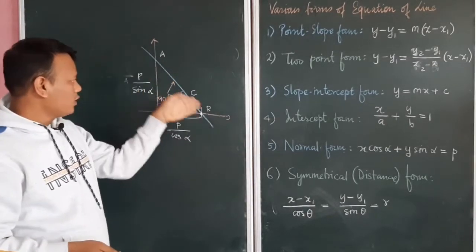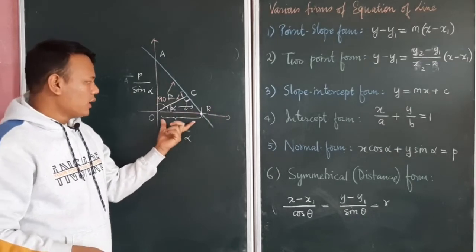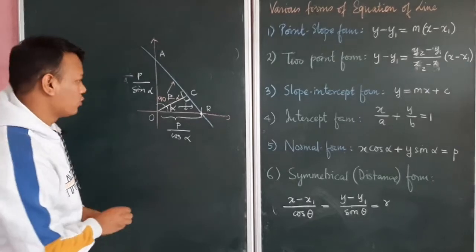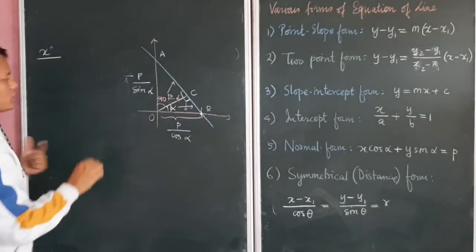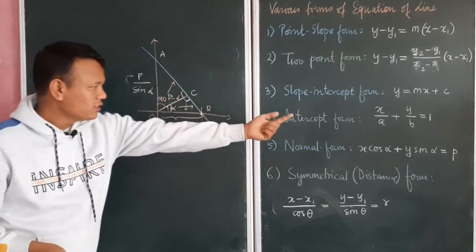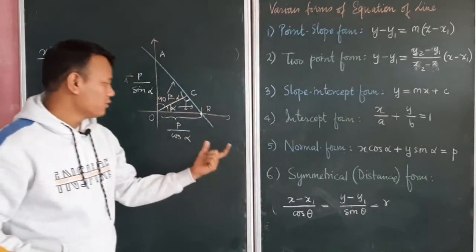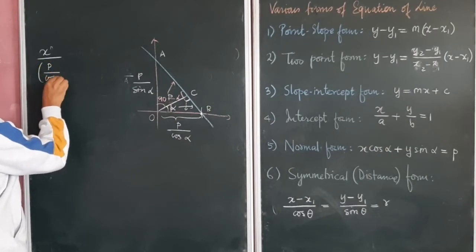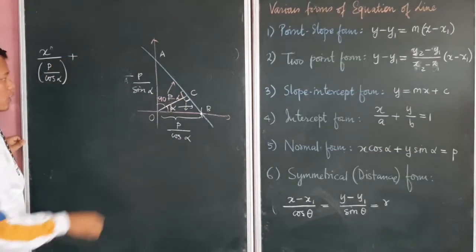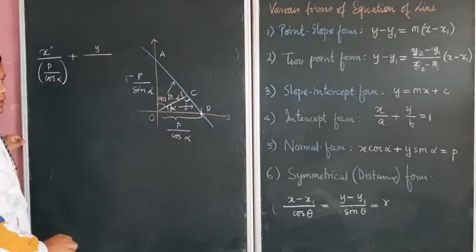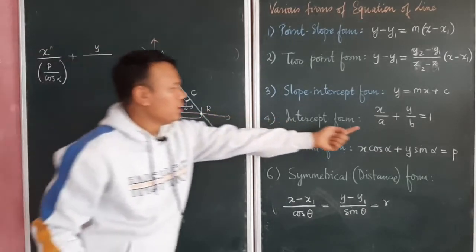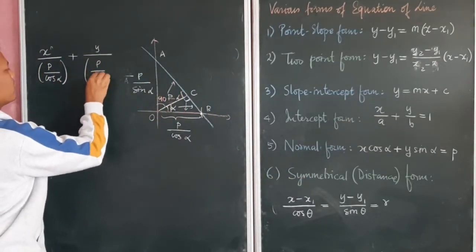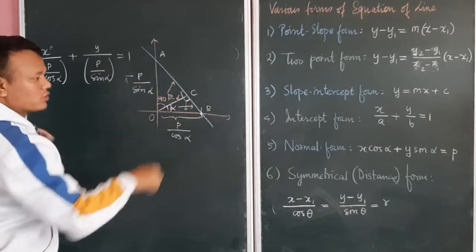Now in order to find the equation of this blue line, we have both the x-intercept and the y-intercept. Let's make use of this particular equation. So we have x by a, and what is a? A stands for the x-intercept, which is P by cos alpha. Plus y by b, that is the y-intercept, which is P by sin alpha, and this is equal to 1.